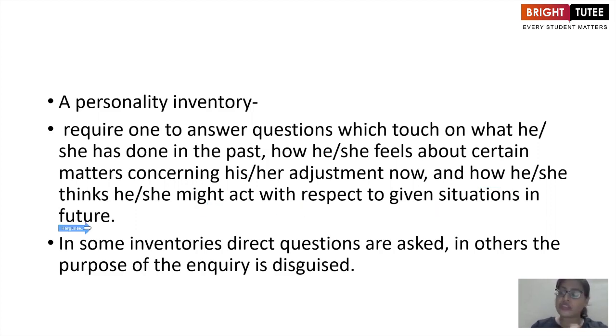So different scenarios you give to the subject, he has to respond accordingly. He has to select the option which is most appropriate to him. The questions in some inventories are very direct in nature. In some inventories, they may be very indirect also, which are totally disguised, and the subject is not able to understand at all what particular trait of my personality the investigator is trying to assess.